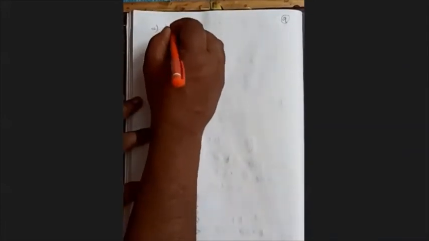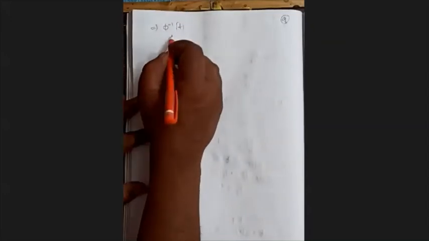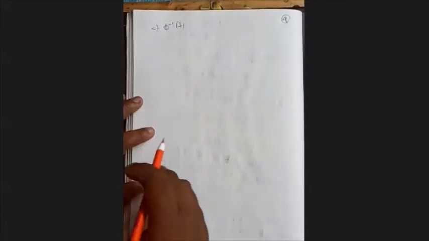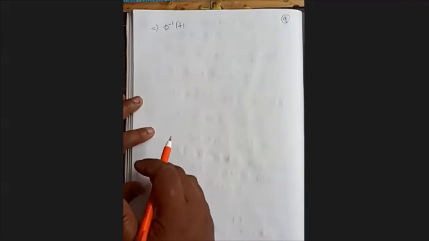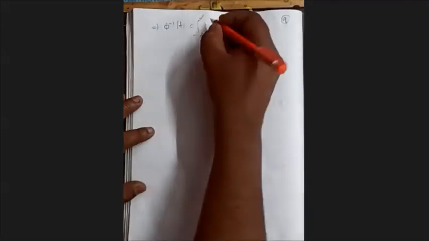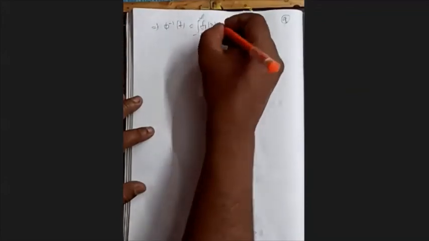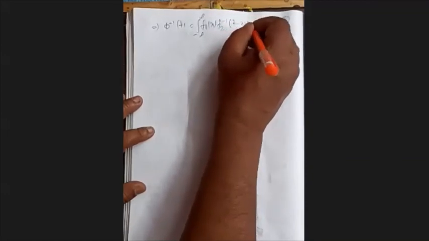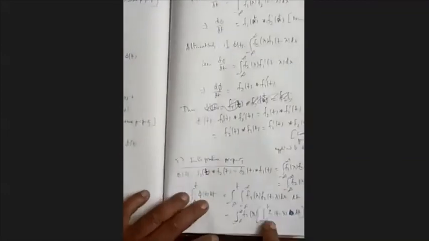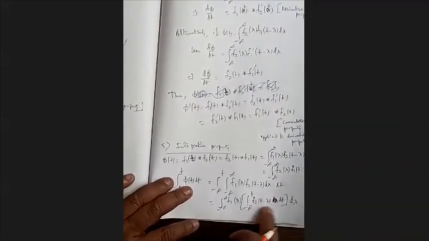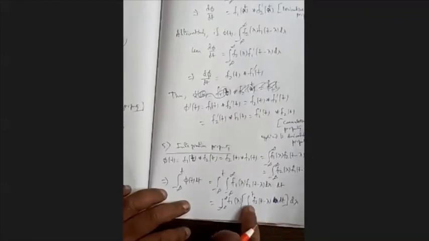Therefore, phi minus 1 of t. Minus 1 does not mean to the power minus 1, and it is not the order of derivative. It is the order of integration. Minus 1 is a symbol. Phi minus 1 of t is the integral from minus infinity to plus infinity of F1 lambda F2 minus 1 of t minus lambda d lambda. F2 minus 1 means the integration of F2.